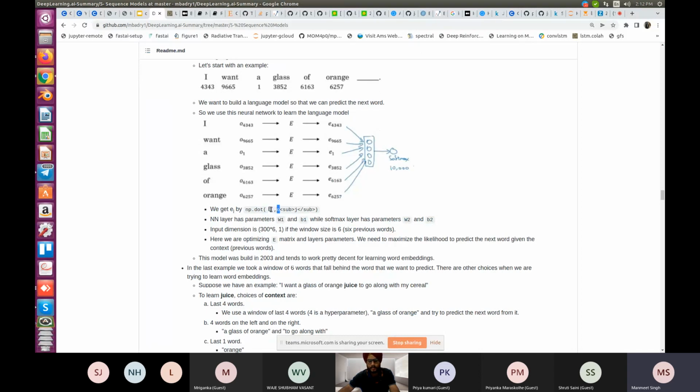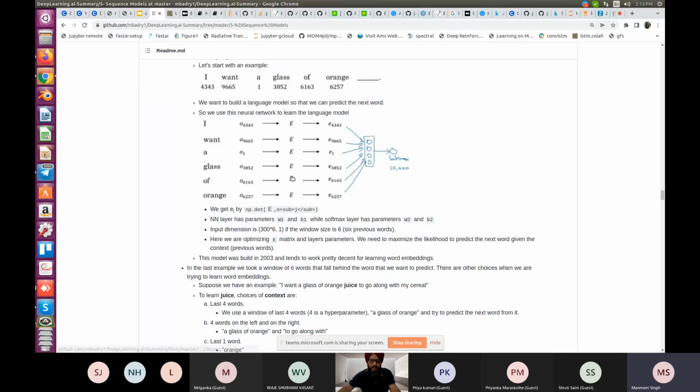So you make a dot product between E and o, and you get this small e, which is the word embedding. This neural network layer has parameters w1 and b1, while the softmax layer has parameters w2 and b2. And in this case, the input dimension is 300 by 6.